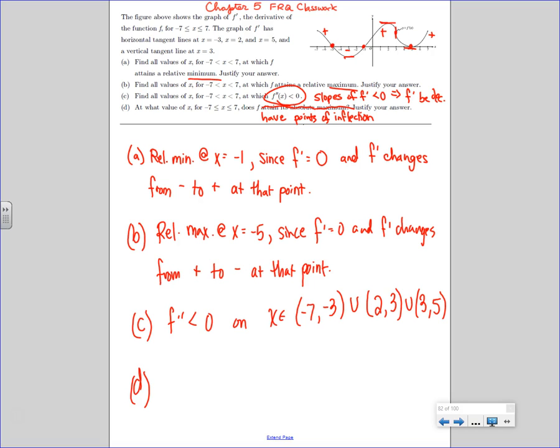Put it together. F double prime is 0 or DNE, pips. That's a forever card, right? Points of inflection, possible and actual, or you could call them true. You can call them trips, right? True inflection points. Okay. So we have our possible ones from the zeros and DNEs.